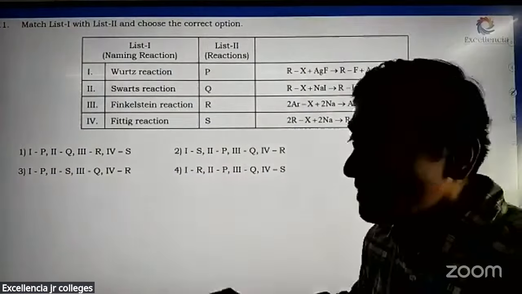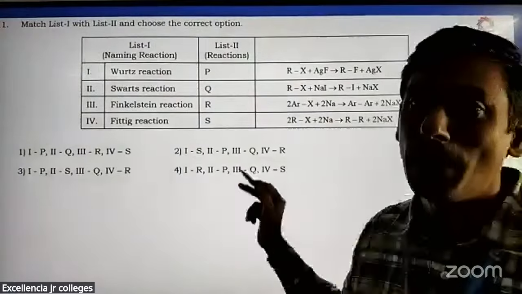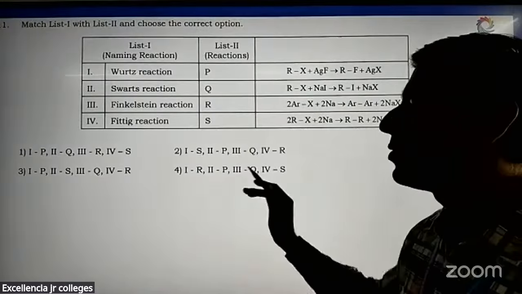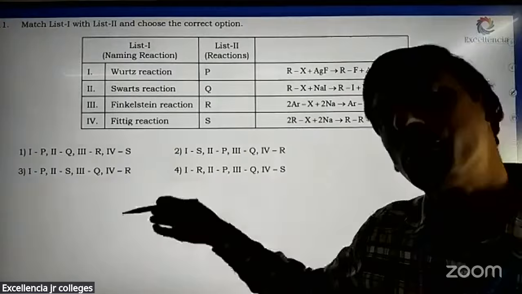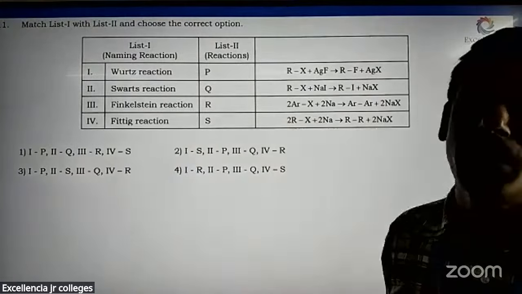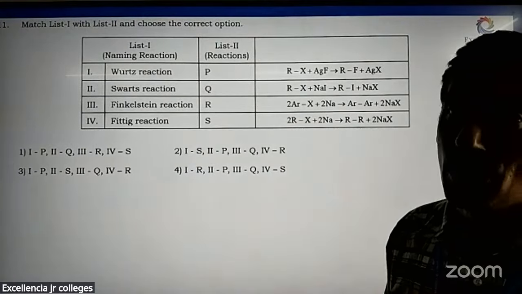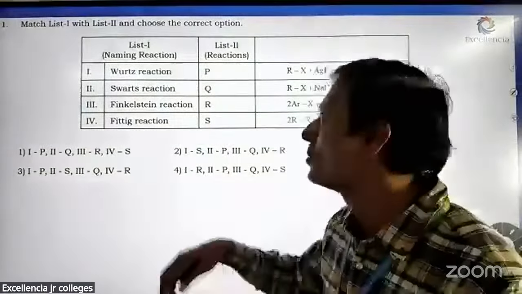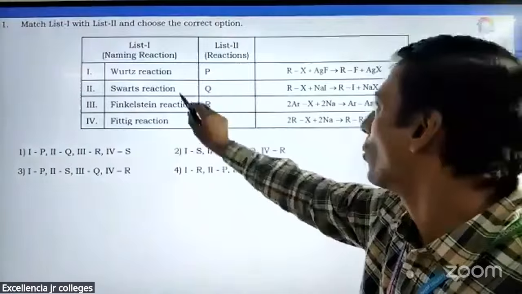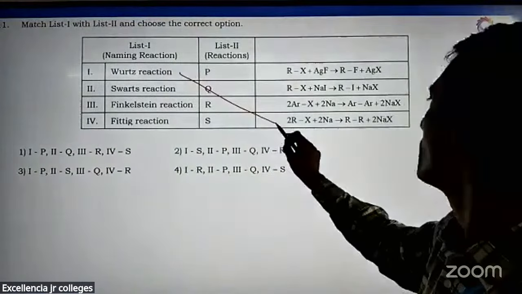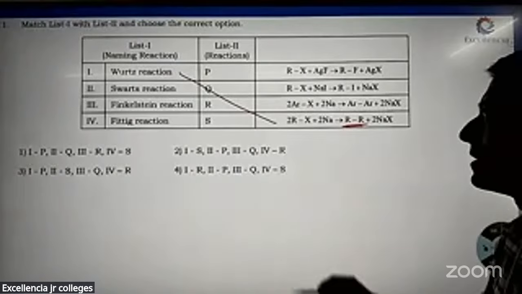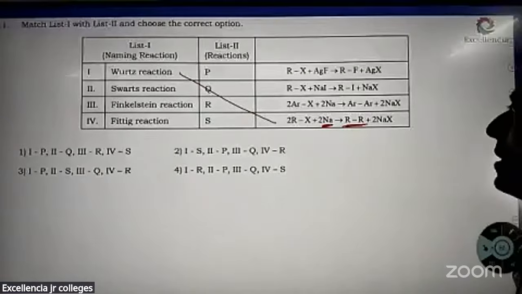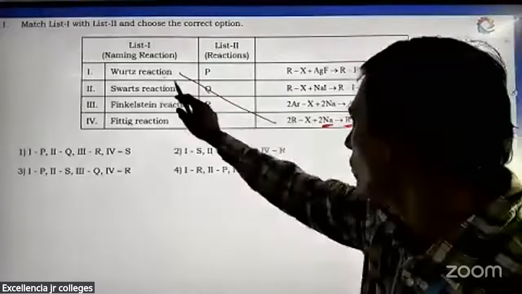Again, we have the facility of match the following. Whenever match the following comes, what is the method we follow? First match 1 or 2, whichever you know, then check the options, eliminate a few options, and easily go for the correct answer without confusion or mistakes. We'll continue. Wood's reaction: what is it? 2 moles of alkyl halides react with sodium metal in the presence of dry ether to form higher alkanes. Alkyl halide with sodium metal gives higher alkane. That is Wood's reaction. So the first one is S.